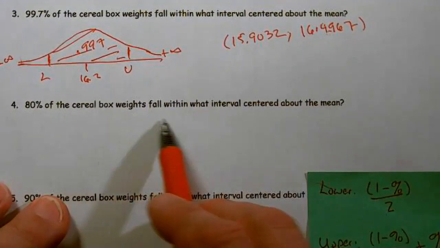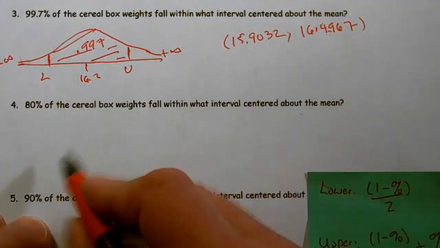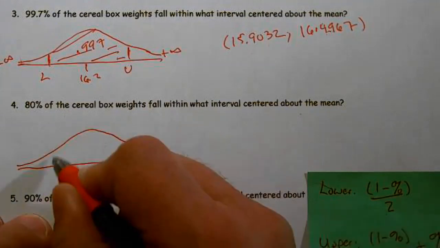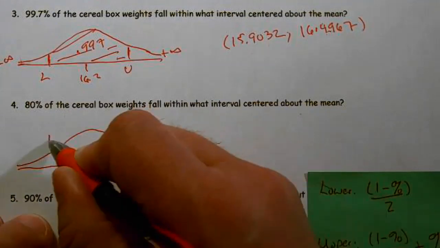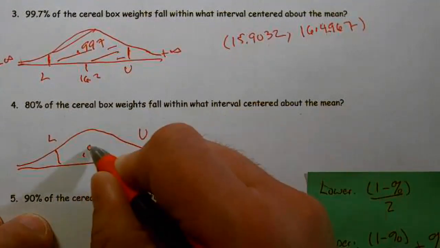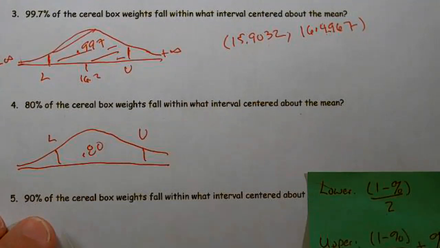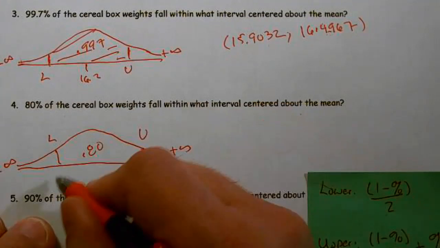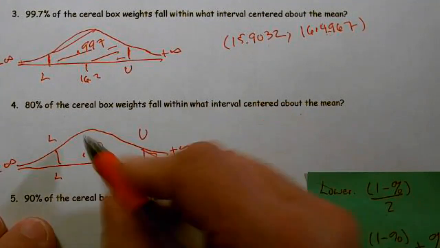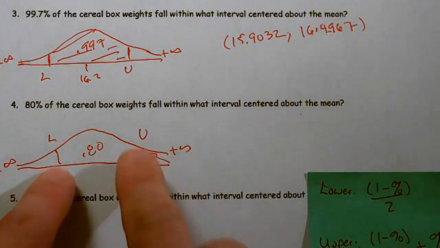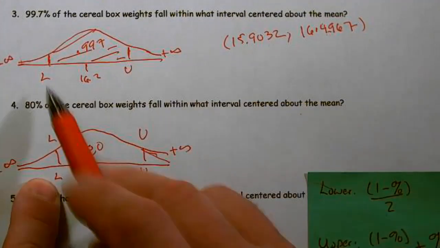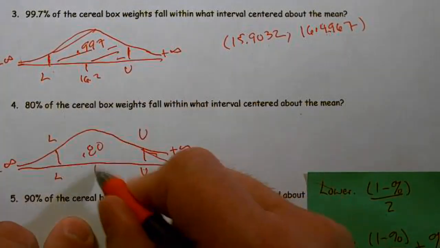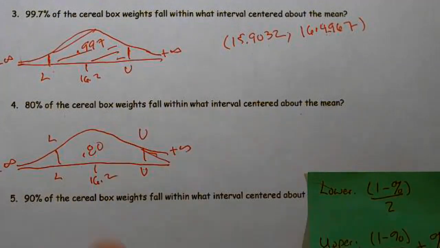What percent of the cereal boxes fall within what interval centered about the mean? So this is 0.80. Negative infinity, positive infinity, that's not very pretty. Lower, upper. Well, you know what? In this particular instance, this value should be above this one because this isn't as wide. And this one should be below this. So this interval should be a little bit narrower than the one above it.